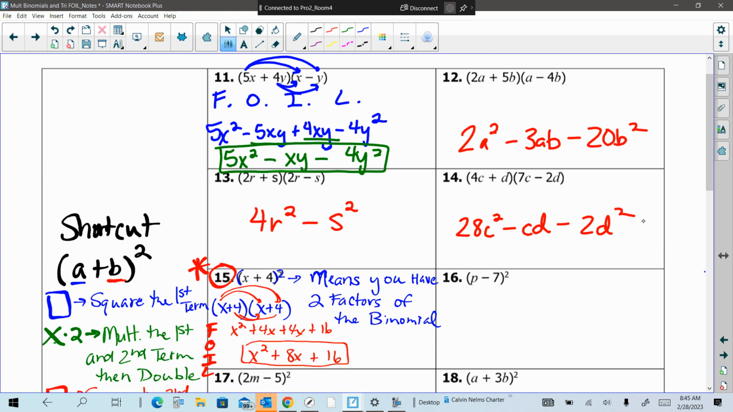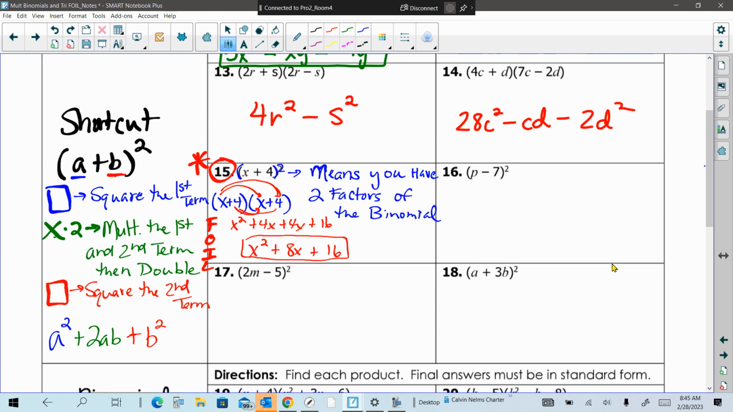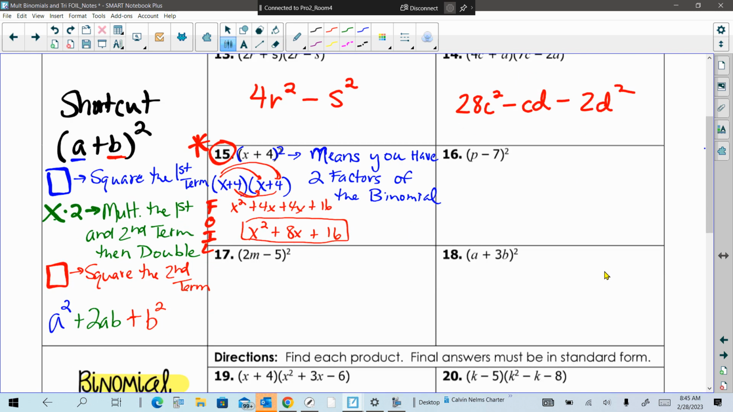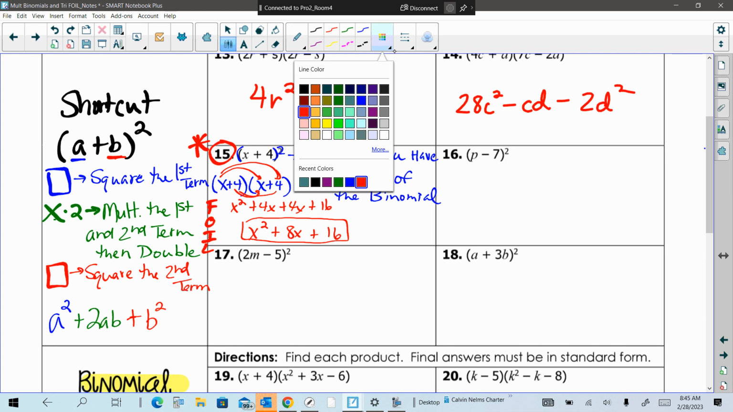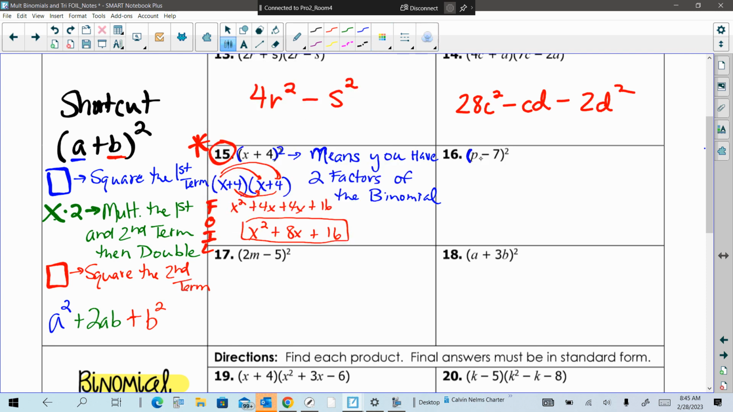All right, so let me walk you through 15 through 18. There is a shortcut, but you have to understand that anytime I see a grouping symbol like this with an exponent outside that symbol, it means you have two factors of that group. So this means you have p minus 7 and then another p minus 7, and we're multiplying them. Now, you can do it just by doing FOIL. It'll get you to the same answer.